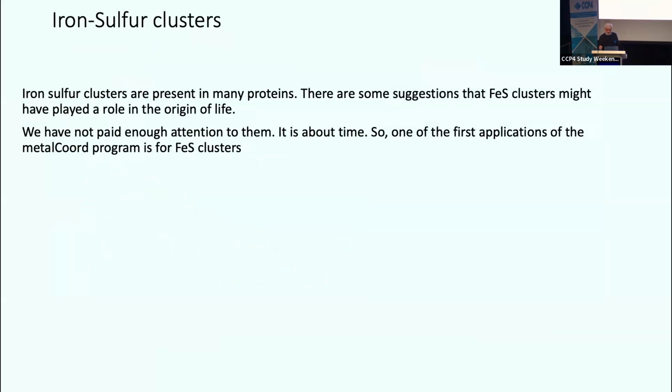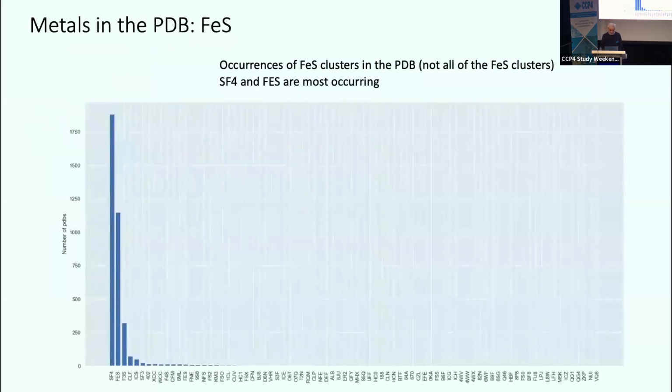Iron-sulphur clusters are another class of proteins. I thought that we should have a look and try them and correct them first. There are some suggestions that the iron-sulfur clusters were in the beginning of life, and they are present in many different proteins, and we have to deal with them properly. We looked at the PDB and saw that there are a lot of ligands with iron and sulfur together, and some of them are more prominent than others. For example, for SF4 there are more than 17,000, and for FES there are around 1,500, a bit more than 1,000.